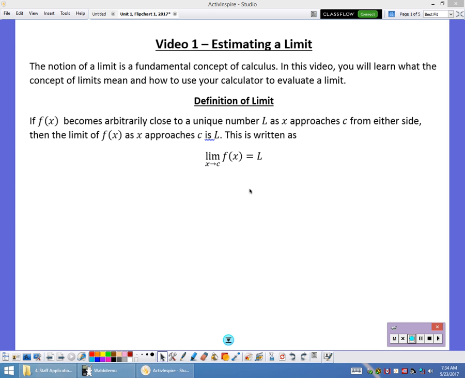In this video we're going to start exploring the concept of a limit, and we're going to use our calculator and use technology to estimate what a limit is.